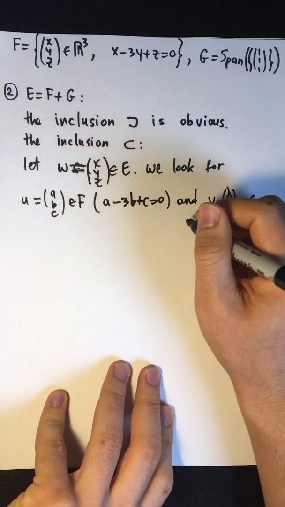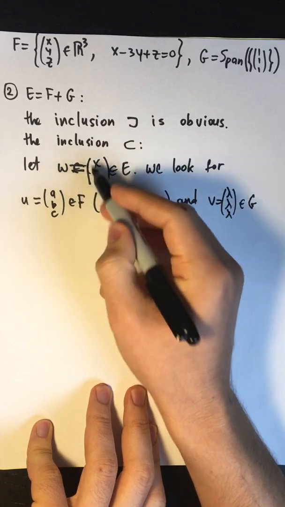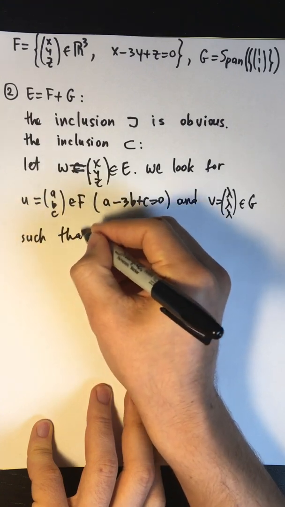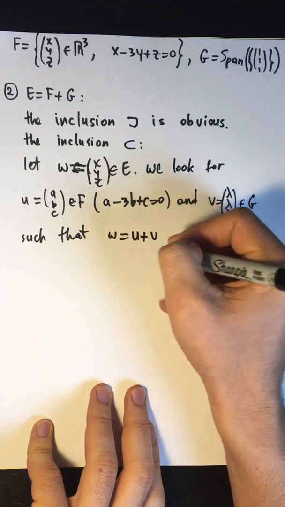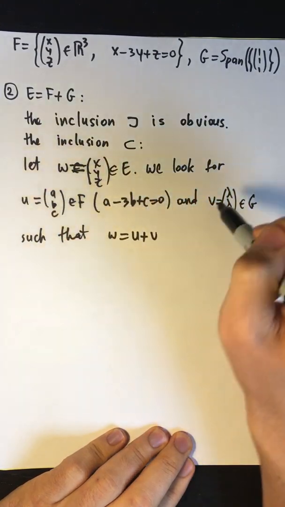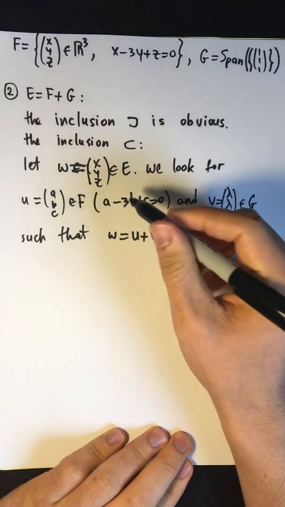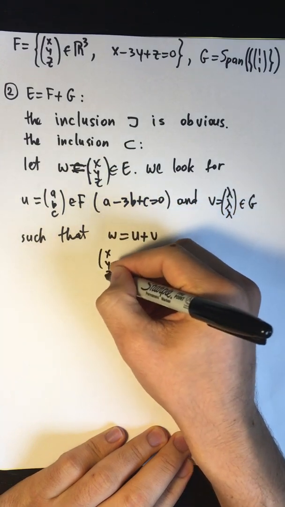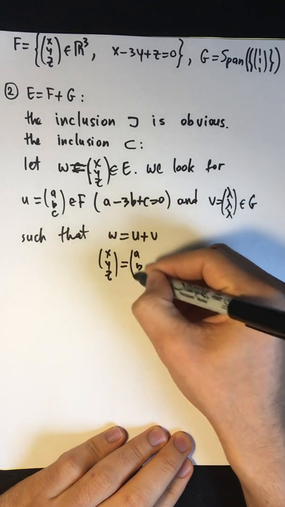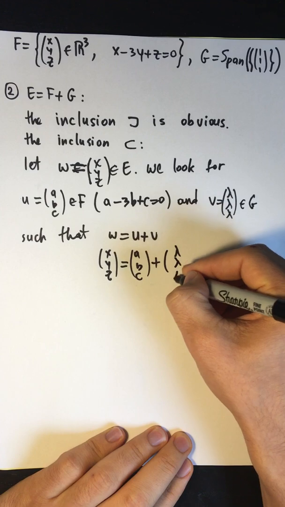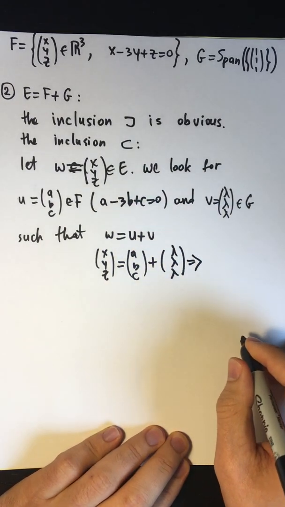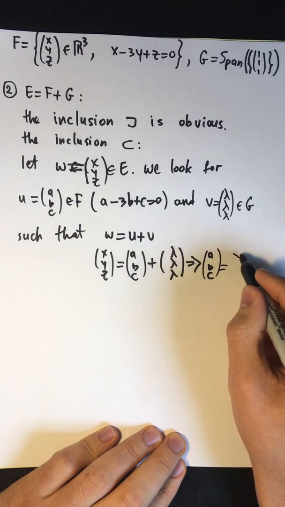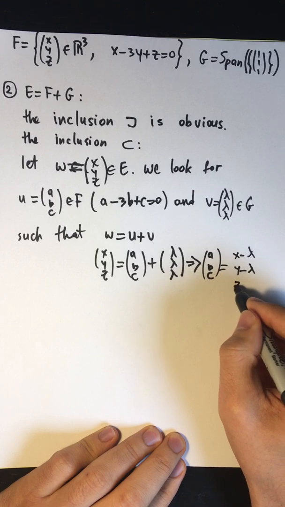Okay. Now we defined W, and then we need to look for U and V such that, let me write it to explain it for you, U plus V is equal to W. What is W? W is (x, y, z). What is U? U is (a, b, c). What is V? V is (lambda, lambda, lambda). From this you can easily get that (a, b, c) is equal to (x minus lambda, y minus lambda, z minus lambda).